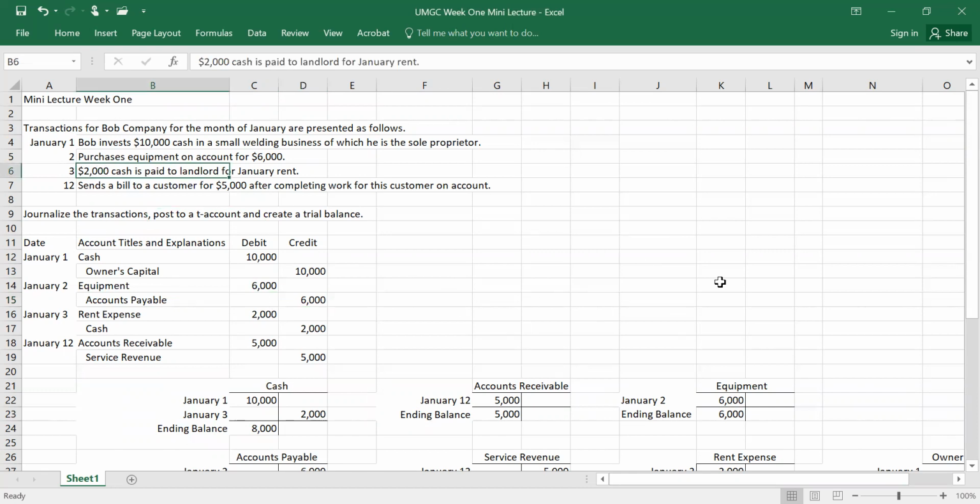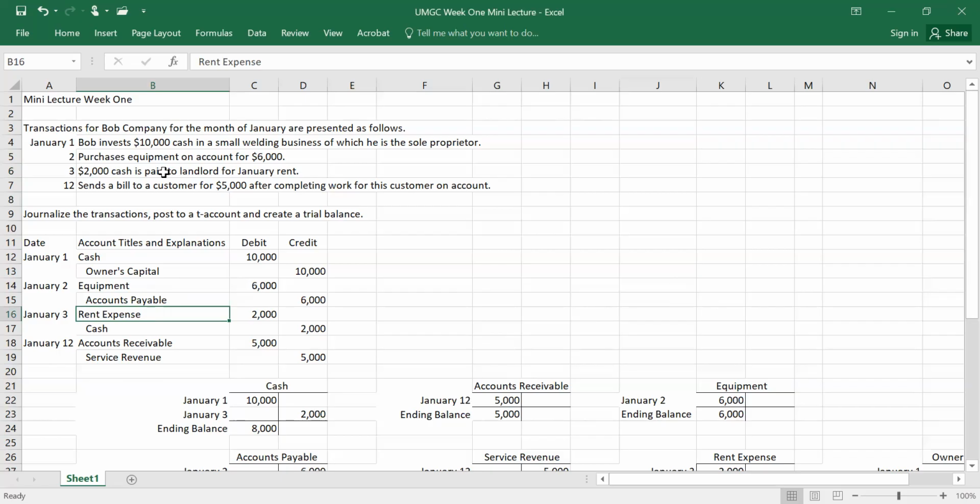Next thing that happens is 2,000 cash is paid to the landlord for the January rent. Okay, so I owe this now. It's an expense to me. So I'm going to debit expenses, right? Because expenses increase with a debit. That type of account increases with a debit. So I'm going to debit rent expense.